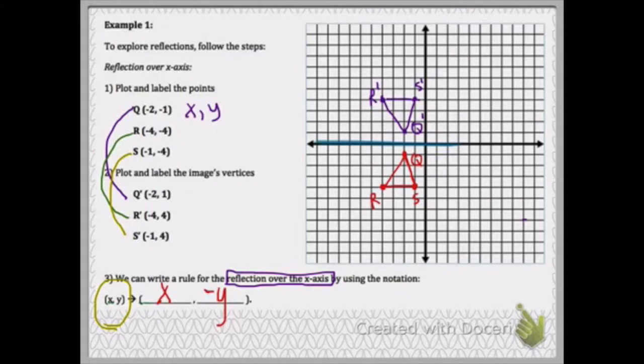So when we reflect over the x-axis, we can find the new ordered pairs by saying that x comma y becomes x comma the opposite of y. This is a rule that we're going to use frequently, so it's one that you probably want to memorize.